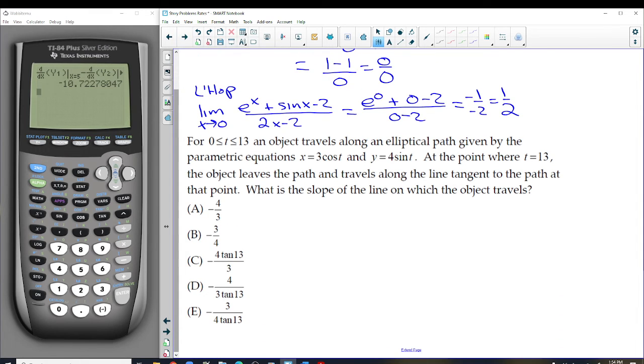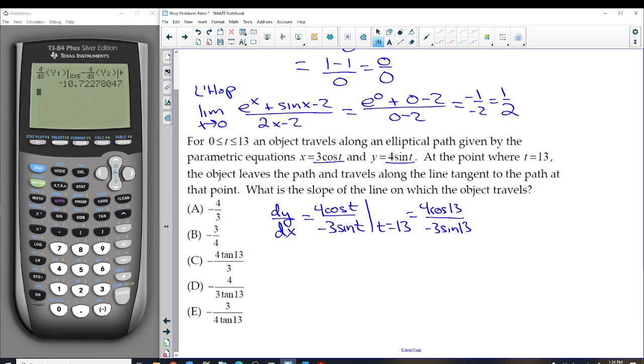For 0 to 13, an object travels along an elliptical path given by the parametric equation. At the point where t equals 13, the object leaves the path and travels along a line tangent to the path at that point. What is the slope of the line on which the object travels? So we need the slope of the tangent line. That's derivative. That's dy over dx. So the derivative of y is 4 cosine. And the derivative of x is negative 3 sine. Now we're going to evaluate that when t is 13. So 4 cosine of 13 over negative 3 sine of 13.